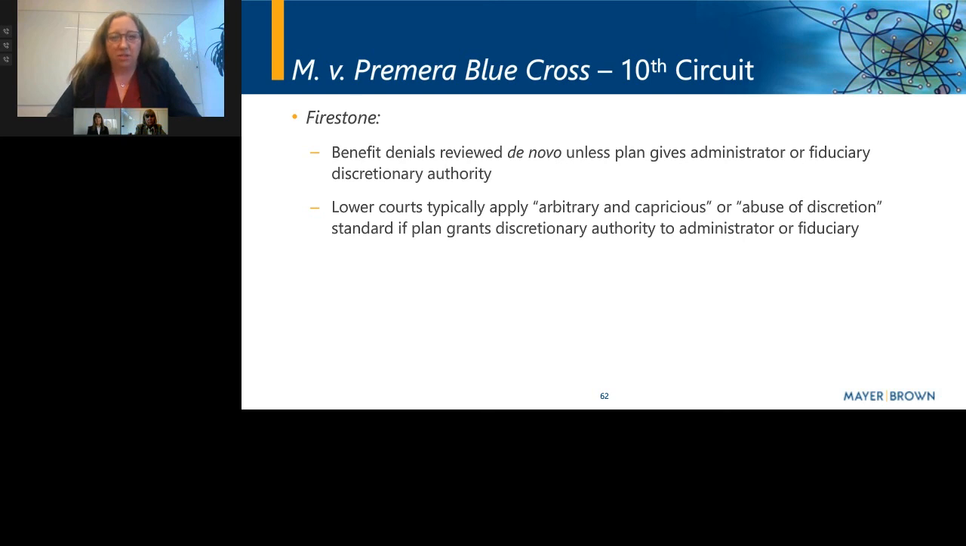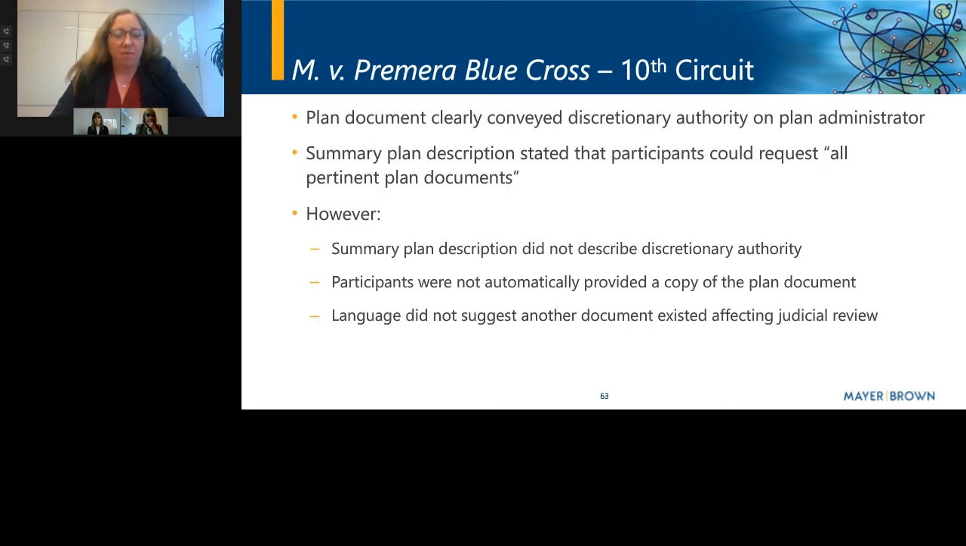And so when lower courts have applied the Firestone standard, they will typically apply the arbitrary and capricious standard or the abuse of discretion standard if the plan at issue gives the plan administrator or fiduciary discretionary authority. This means the plan administrator should be given a lot of flexibility and deference with respect to their decisions. That wasn't what happened in the Primera case.